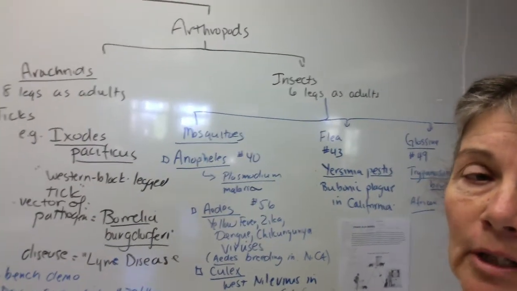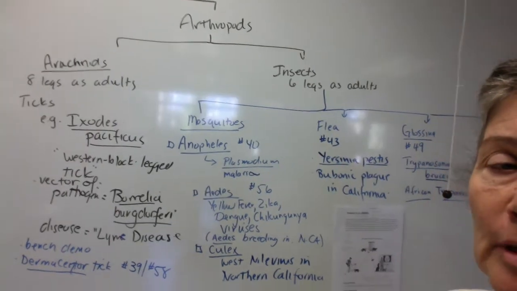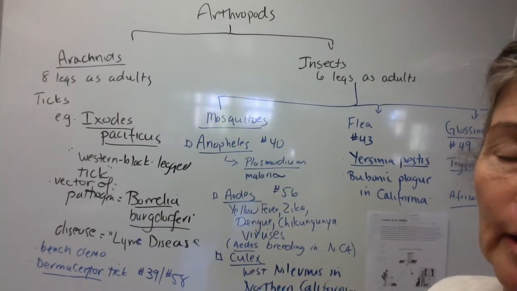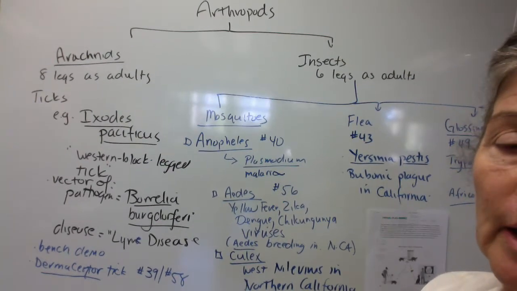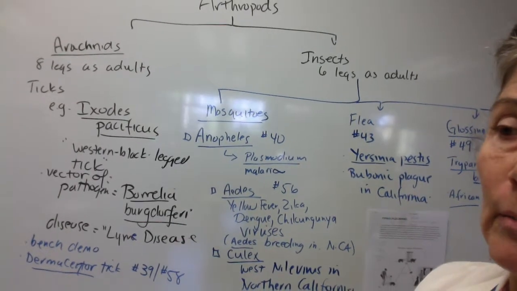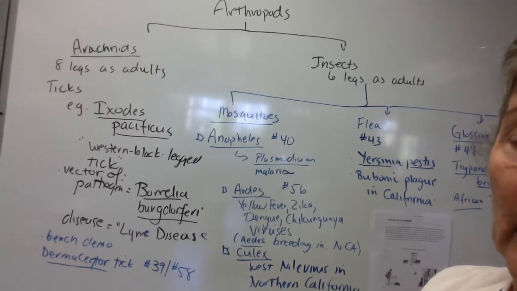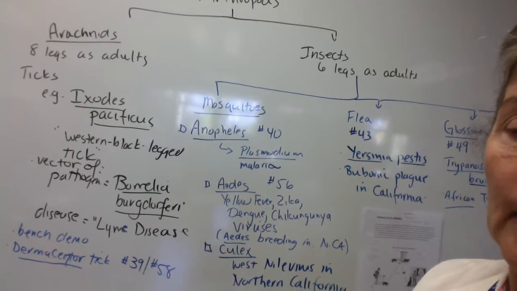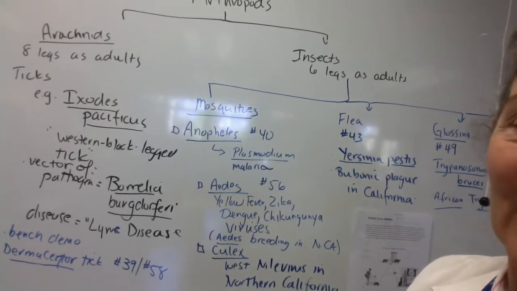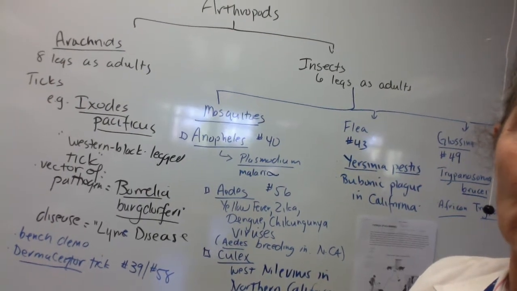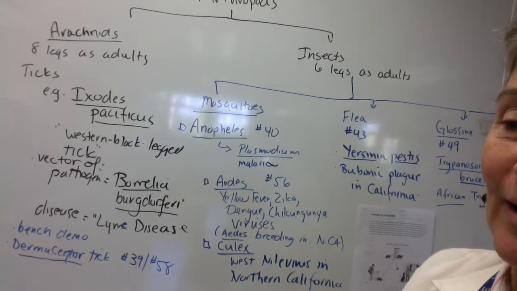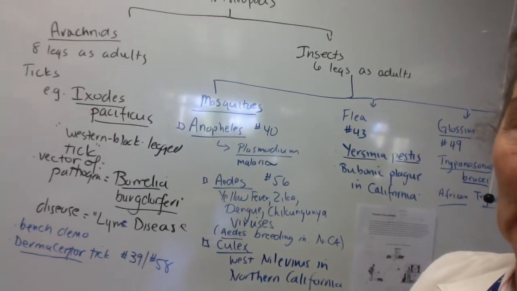The only arachnid we're going to look at is an example of a tick, and specifically the Ixodes pacificus, the western black-legged tick here in Northern California, is the vector of the bacterial pathogen called Borrelia burgdorferi. Borrelia burgdorferi is a bacterial spirochete. It can be treated with antibiotics. The disease it causes is called Lyme disease. And we have examples of Ixodes pacificus collected by our fantastic Professor Dave Wyatt on bench 4.